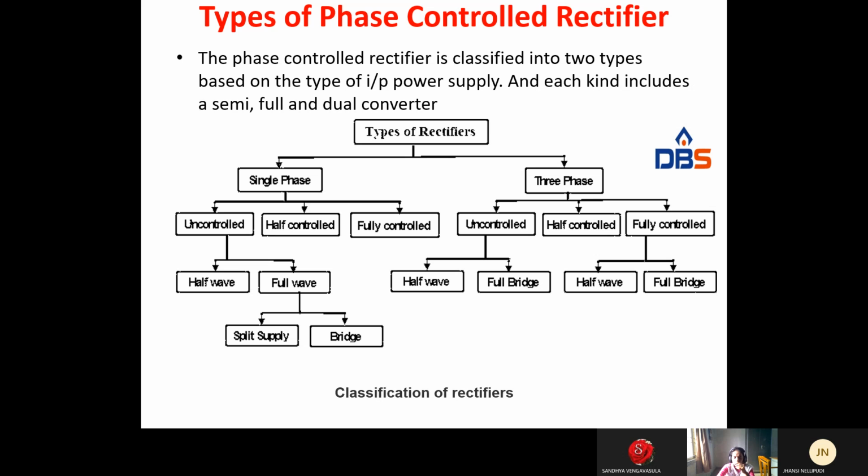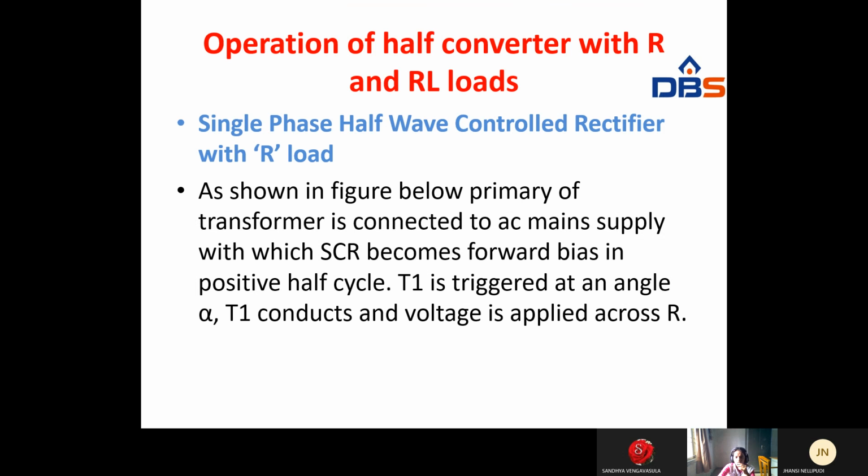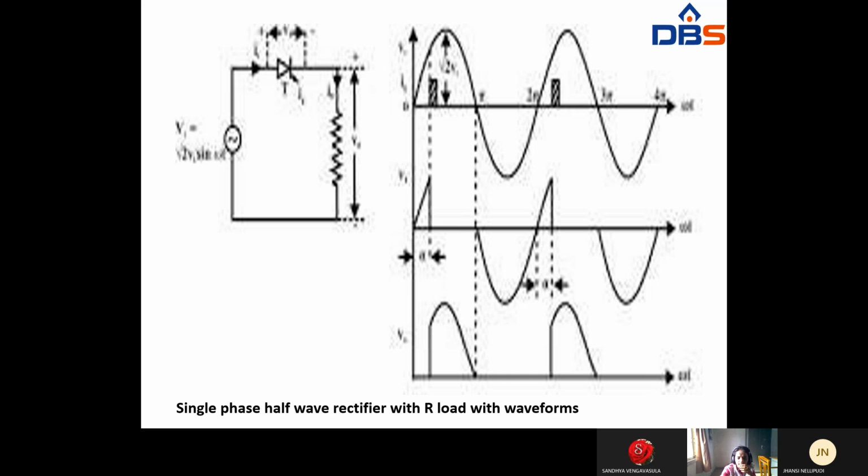Okay, so we have to see the operation of the half wave converter with R and RL load. First we discuss this single phase half wave controlled rectifier with R load. As shown in the figure below, the primary of the transformer is connected to the AC mains supply, and the SCR becomes forward biased in the positive half cycle. So T1 is triggered at an angle of alpha. T1 conducts and the voltage is applied across R. When you see this diagram, this is a single phase half wave rectifier with R load connected.